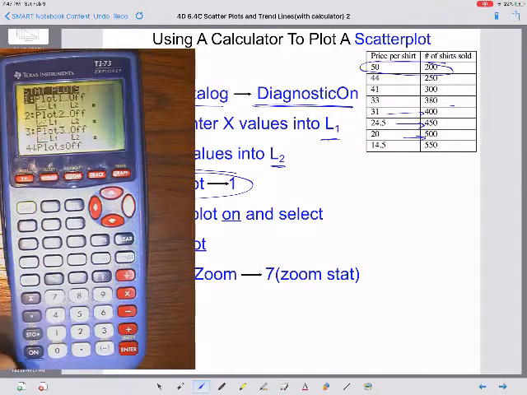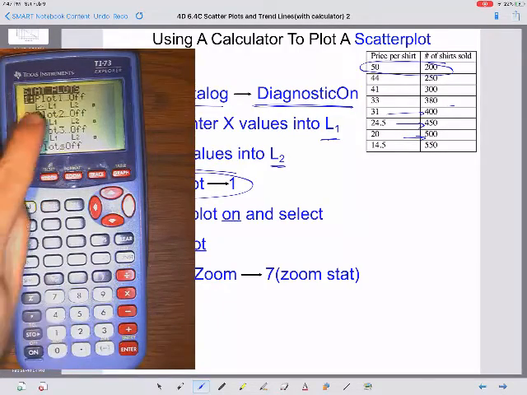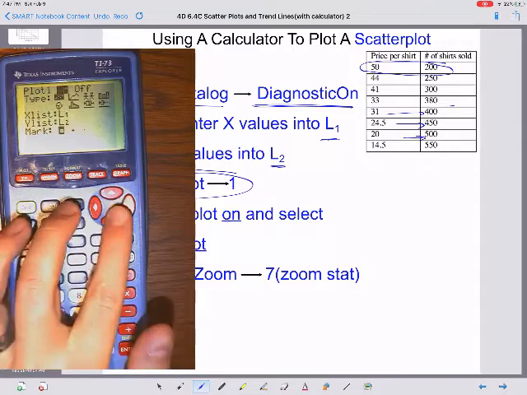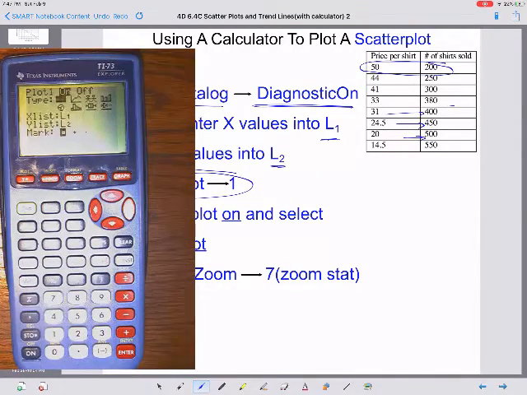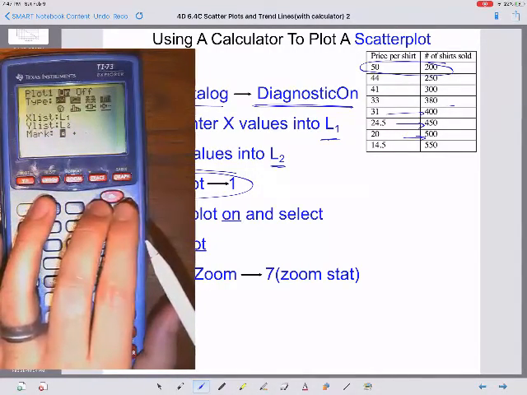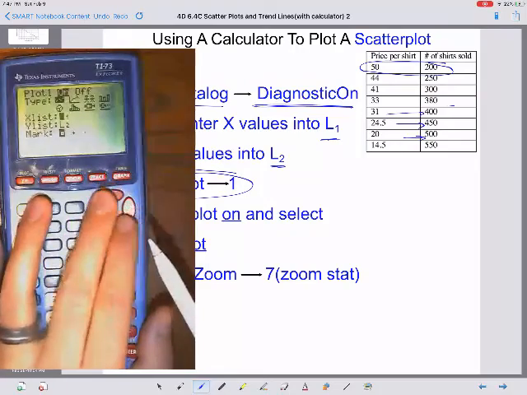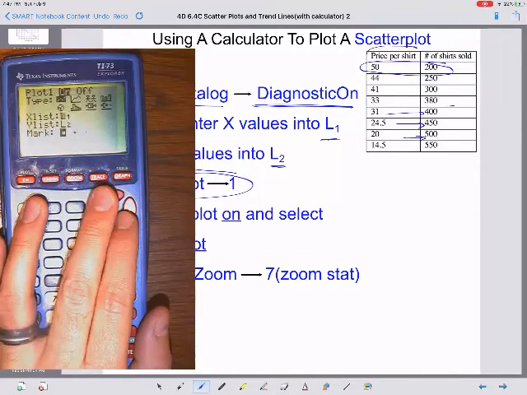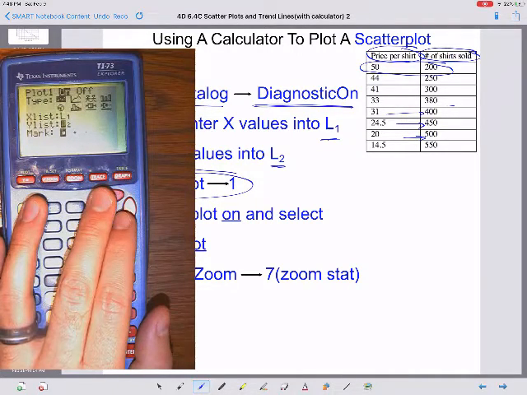It's going to take us into our plots. We're going to go into that first plot up there, turn on our plots, and we're going to leave it as this first type. That is a scatter plot. We've looked at box plots before. These last two, we're not going to choose those. We're going to choose this first one and make sure it's looking at list 1 and list 2. The X list is list 1, that's our price per shirt, and our list 2 is number of shirts sold.